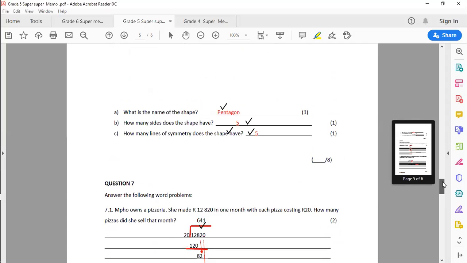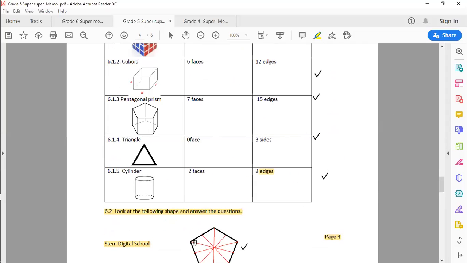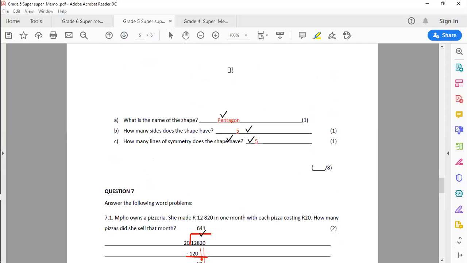Then we go to our shape. Here is our pentagon. How do you know it's a pentagon? 1, 2, 3, 4, 5. It has 5 sides. Right, I have 3 minutes left. So the shape is a pentagon. How many sides does it have? 5 sides. And lines of symmetry, especially with the pentagon, octagon, heptagon, match the shape. So pentagon would obviously have 5 lines of symmetry.